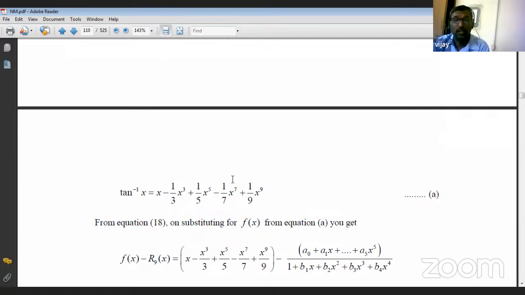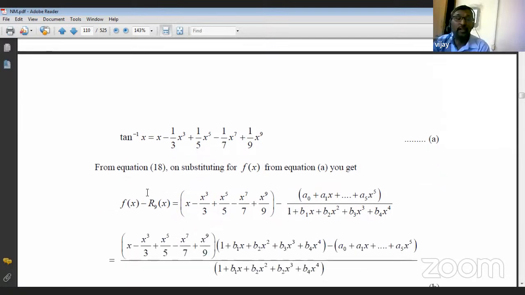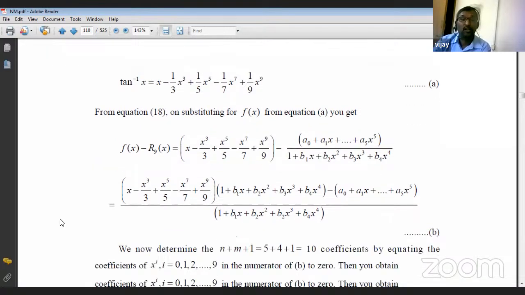That is 1 by 3 x cube, 1 by 5 x power 5. The terms at 3 and 7 are negative, and at 5 and 9 are positive. So taking that, f of x is minus 1 by 9 x power 9. Here we write the above equation and the formula a0 plus a1x and so on over 1 plus b1x plus b2x square plus b3x cube plus b4x power 4. So for the above equation, I am taking the LCM here.